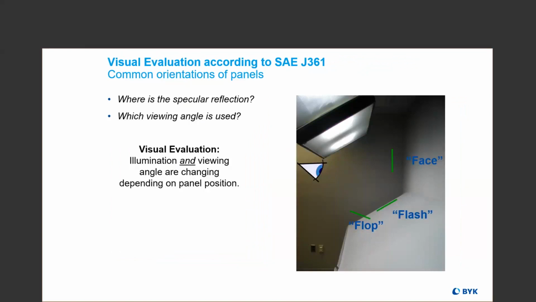So when evaluating panels, some things to keep in mind. You want to know where the specular reflection from the light source is and which viewing angle is being used. For visual evaluation, illumination and viewing angle change depending on the panel position. The lighting is fixed and the observer is fixed, but you change the position of the panel to get different viewing angles.